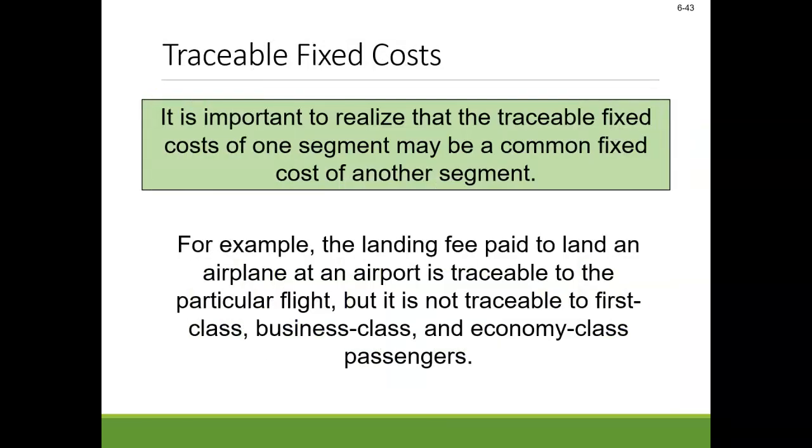It's important to note that traceable fixed costs of one segment could possibly be a common fixed cost of another segment. The landing fee paid to land an airplane at an airport is traceable to a particular flight, but it's not traceable if we're talking about first class or business class or economy class. That's going to be a common expense if we're trying to compare the different categories of passengers. But it is a traceable cost as it pertains to that flight as a whole.